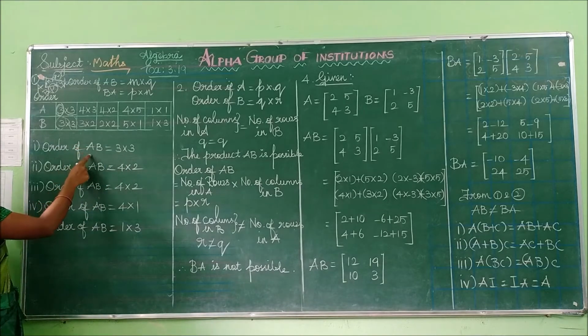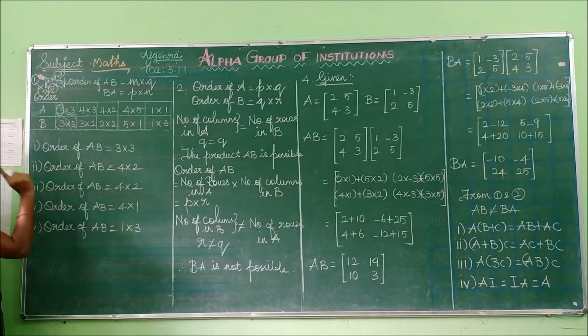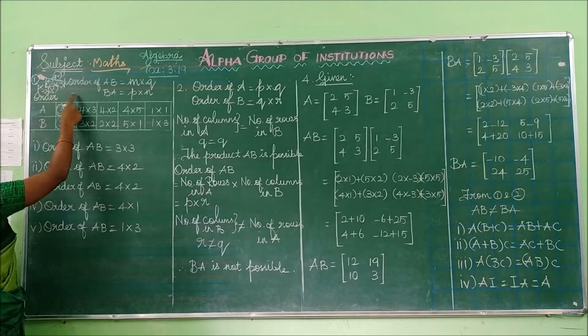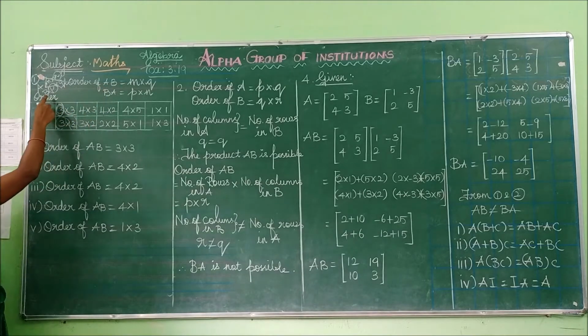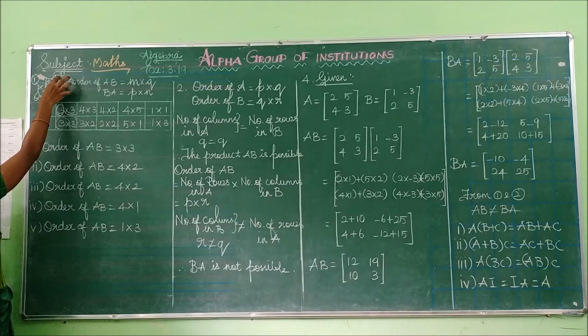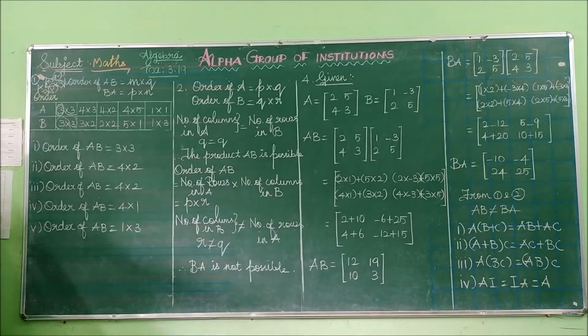Before you write the order of the matrix, you have to check one condition. If you want to find the order of AB, verify that the number of columns in the first matrix is equal to the number of rows in the second matrix.